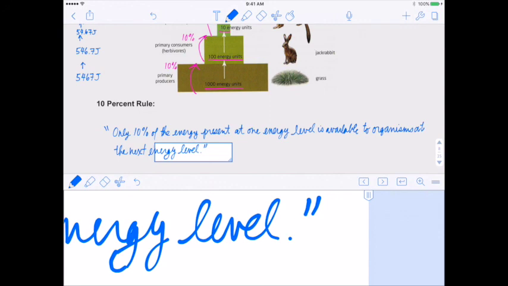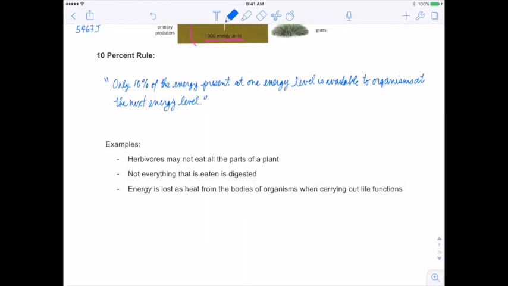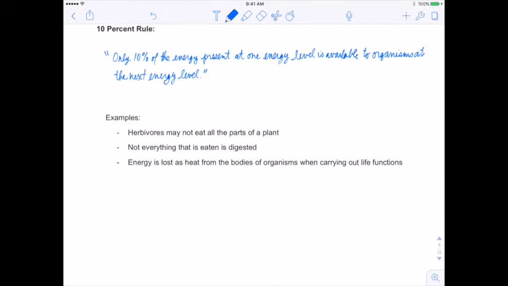So a lot of times the energy is lost in life processes that go on with that organism, such as growing and moving and becoming bigger or stronger. So for example, a herbivore may not eat the entire part of a plant. Similarly, not everything you eat is digested. If you swallow a seed, you will not digest the seed. It'll be eliminated from your body. And finally, a lot of time energy is lost in organisms in the form of heat. So these organisms generate heat to carry out their life functions.